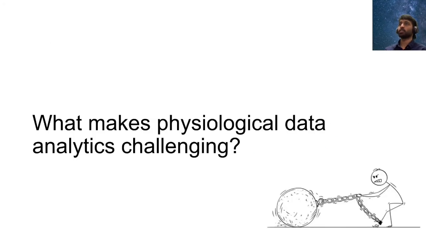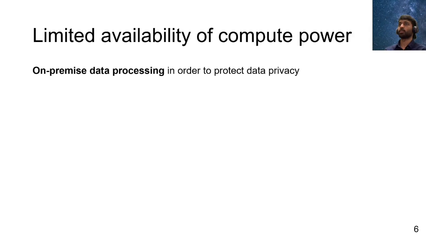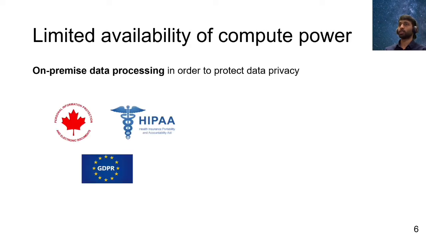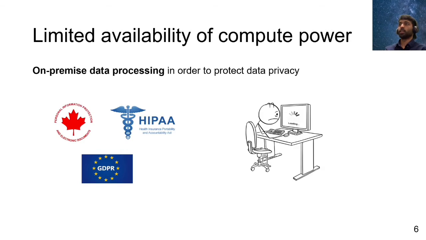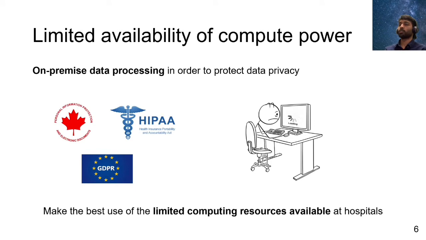Even though there are several other similar datasets, there are certain things that make physiological data processing especially challenging. First of all, hospitals generally prefer to keep their datasets private in order to comply with data privacy protection laws. That means any data processing on physiological signals must be conducted using limited computing power available within hospital facilities. Therefore, the data processing system that we use must make the best use of available computing resources and provide really good performance out of it.